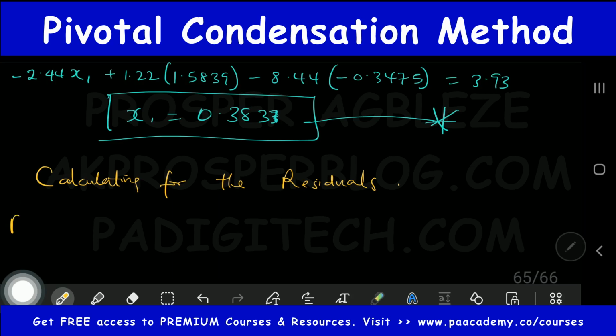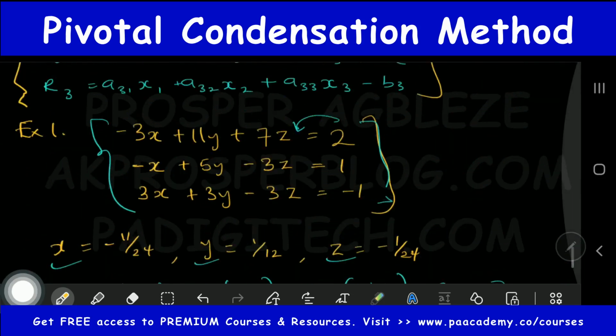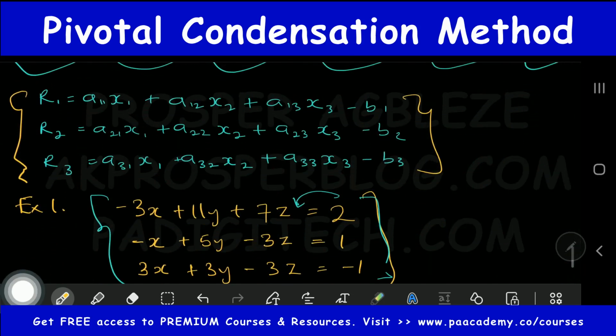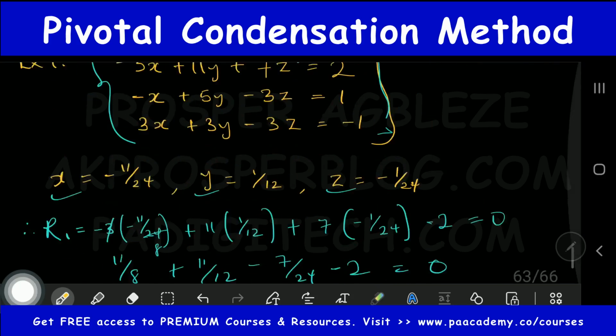Okay, so now let's start with R1. So R1, remember from the initial, is A11x1 plus A12x2 plus A13x3 minus B1. Remember, I gave this at the beginning of this video. You can see it right here, okay?